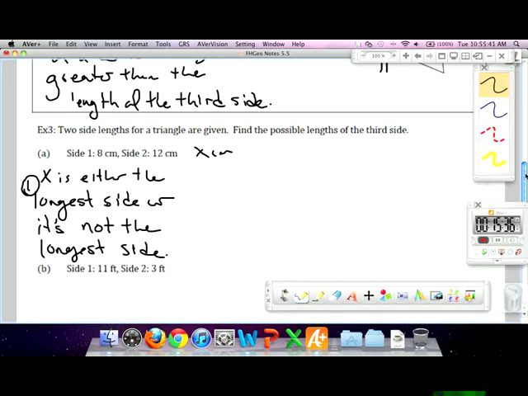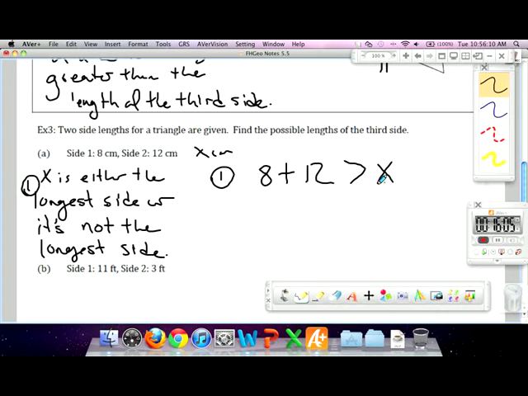8 and 12. So in case 1, if I added together the two shorter sides, 8 and 12, that must be bigger than my longest side. If x is the biggest, then this inequality must be true. I add the two shorter, and it's got to be bigger than my longest. Okay. Or, how about it's not the longest side?